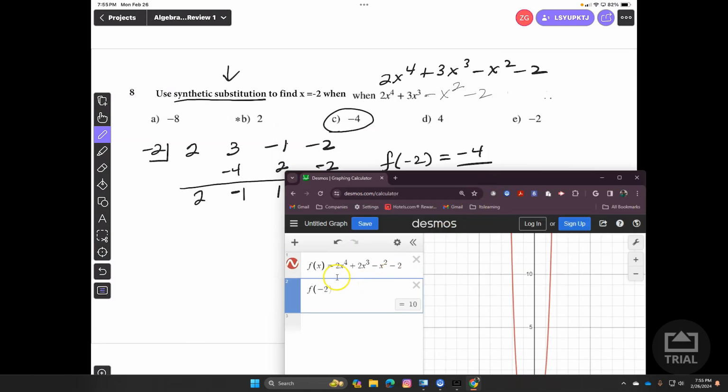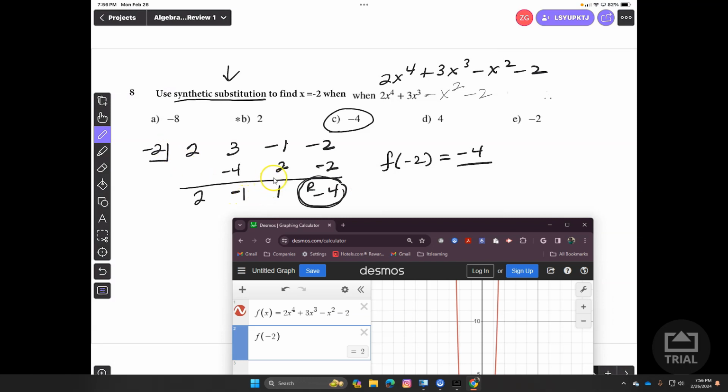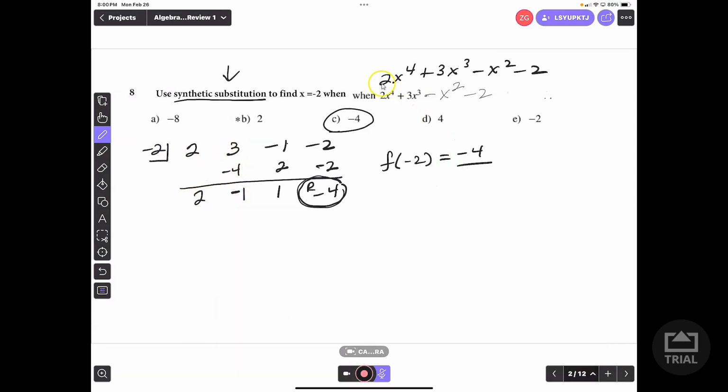So I have 2x to the fourth plus 3x cubed minus x squared minus 2. So the answer should be 2. So we'll check our answer right now. A negative times a negative is positive, but yeah, that's 2. Negative 2 times 2 is negative 4. 3 plus negative 4 is negative 1. I know the mistake. This is 2x to the fourth plus 3x cubed minus x squared. I'm missing the x here.